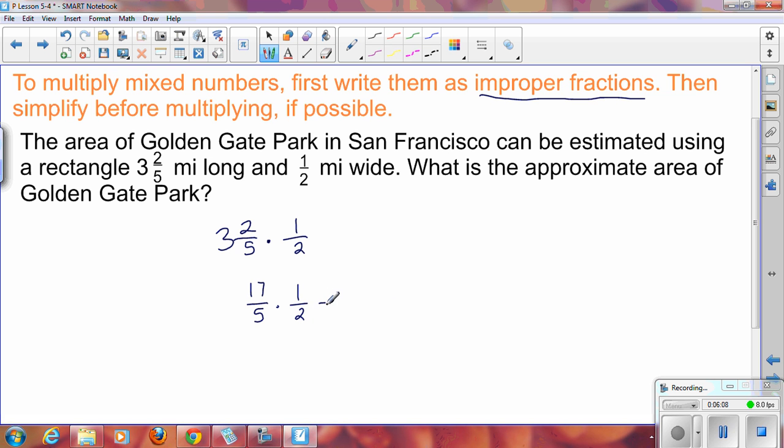There is no canceling I can do ahead of time, no dividing I can do right away. 17 times 1 is 17. 5 times 2 is 10. 17 over 10 simplifies out to 1 7/10 of a mile. So 1 7/10 miles would be your answer.